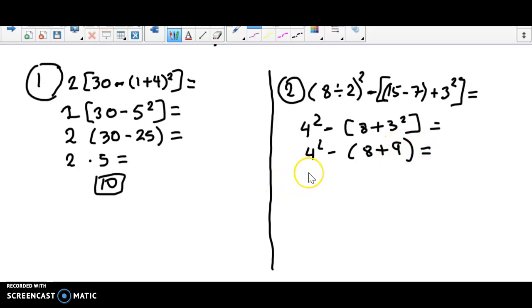Now this is the time for me to get rid of the parentheses. So I'll do that right now. The addition gives me 8 plus 9 is 17. And at this point I have an exponent and a subtraction. Exponent is before subtraction. 4 times 4 is 16. Finally, my subtraction, 16 minus 17, be careful, it is negative 1. And there you have it.